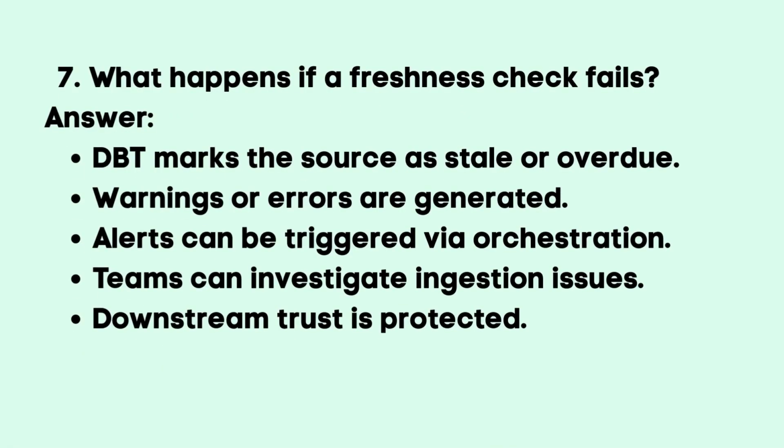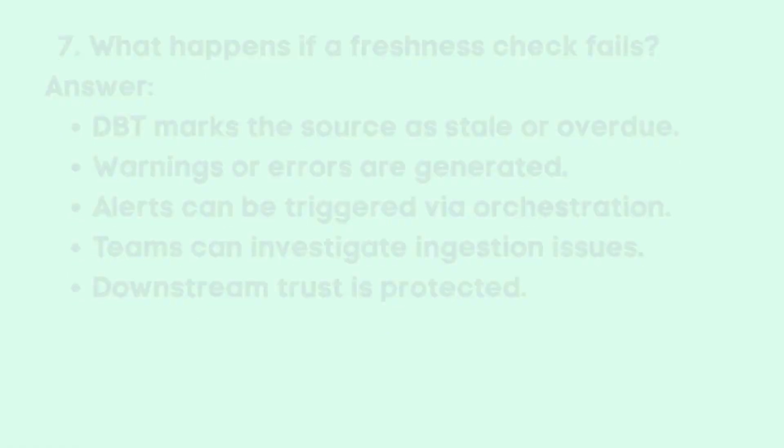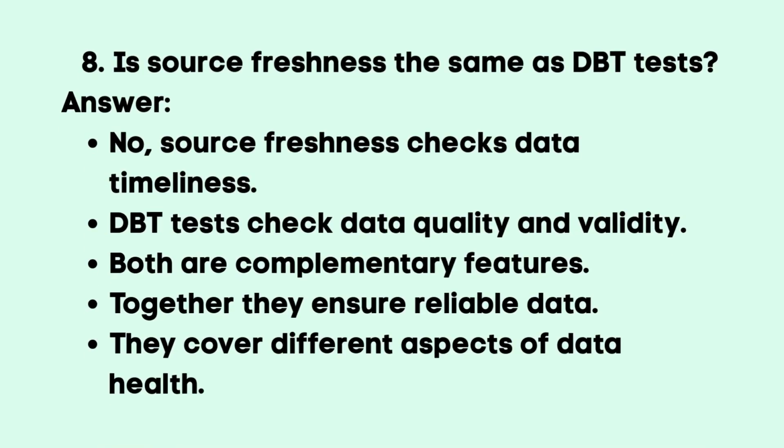What happens if a freshness check fails? Answer. DBT marks the source as stale or overdue. Warnings or errors are generated. Alerts can be triggered via orchestration. Teams can investigate ingestion issues. Downstream trust is protected.